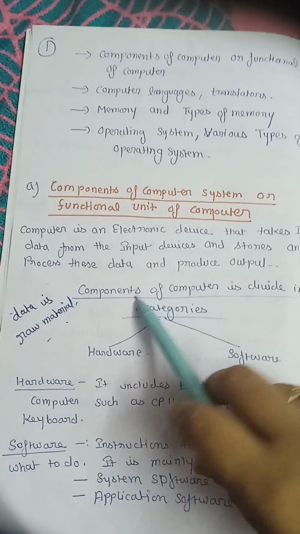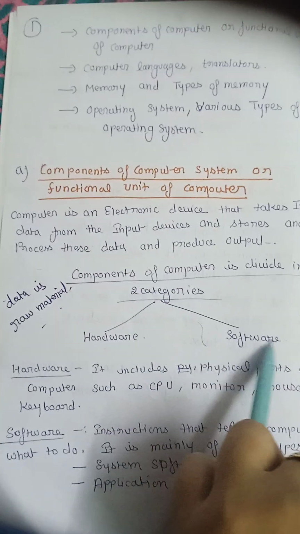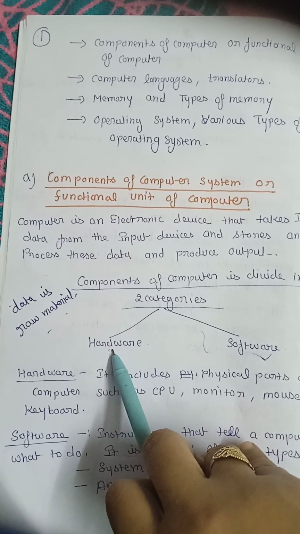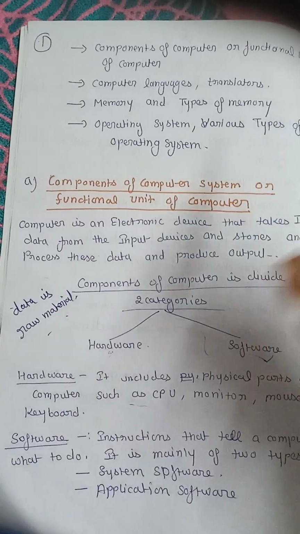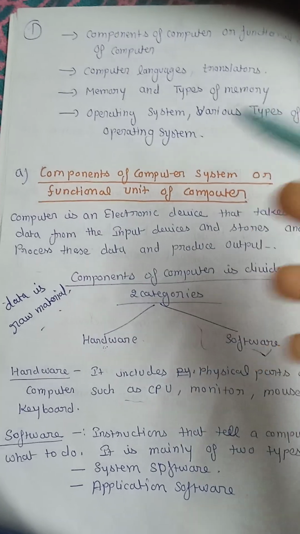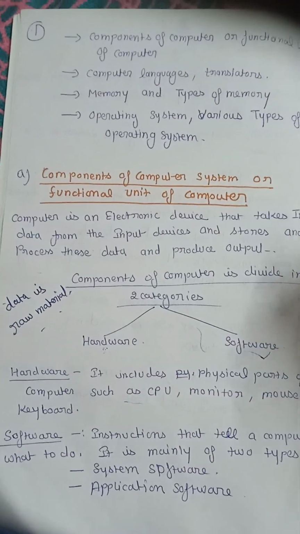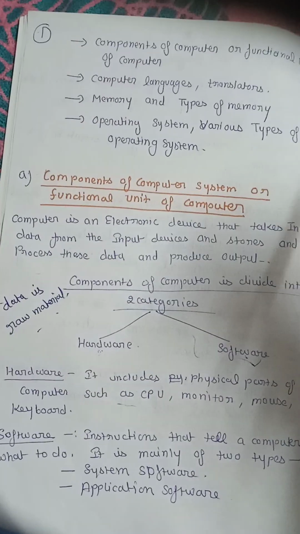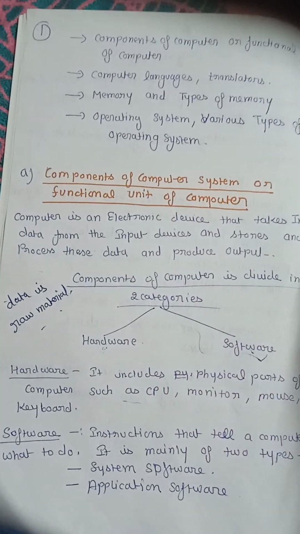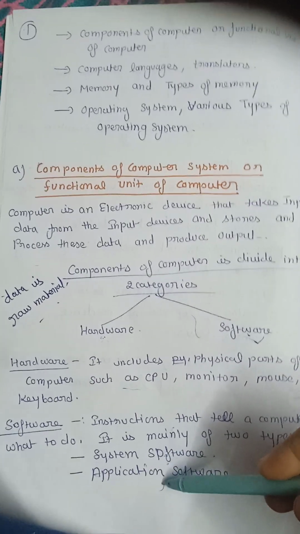Okay, so a computer is classified into two parts: hardware and software. Hardware means physical devices which we can touch and feel. Like when we see the computer, there is a monitor, mouse, and keyboard, which we can touch. So that is hardware. Software is the instructions which we give to the computer, which we can't touch or feel. Software is of two types: system software and application software.